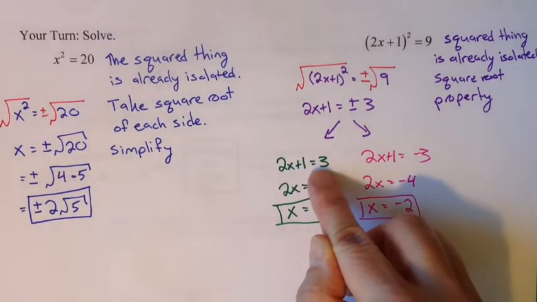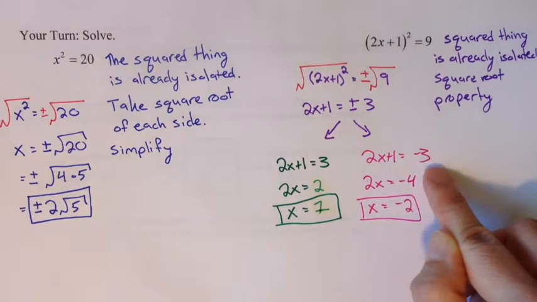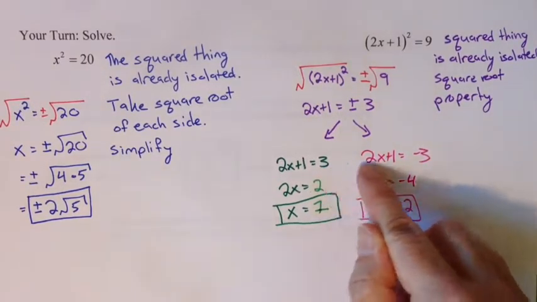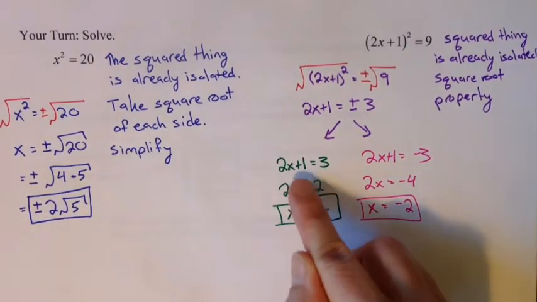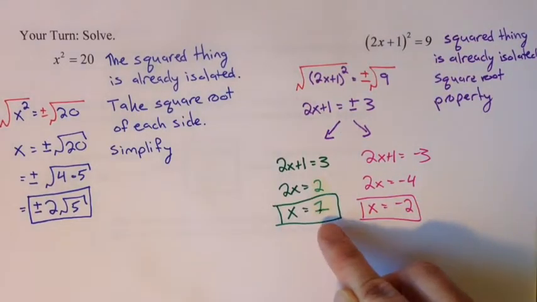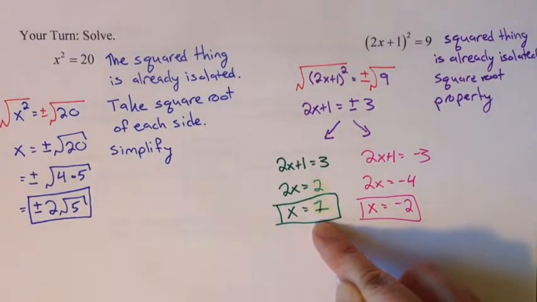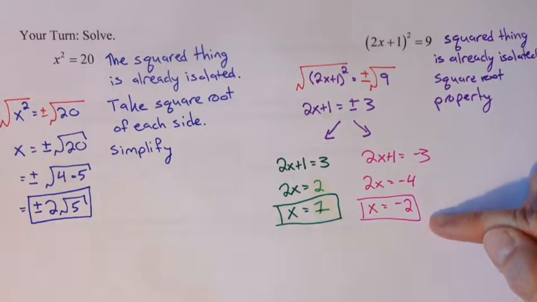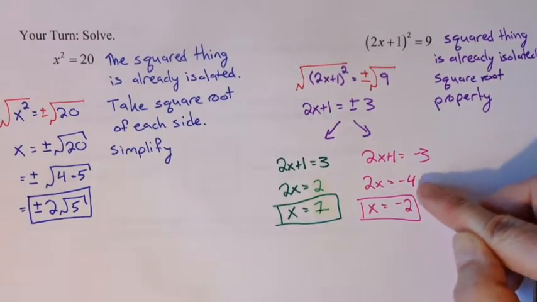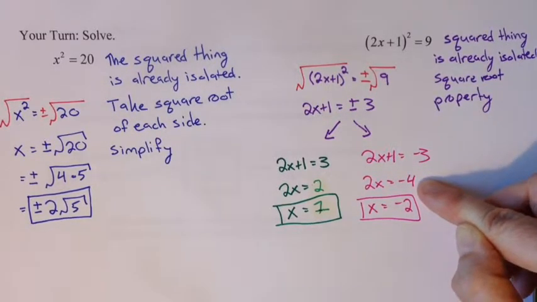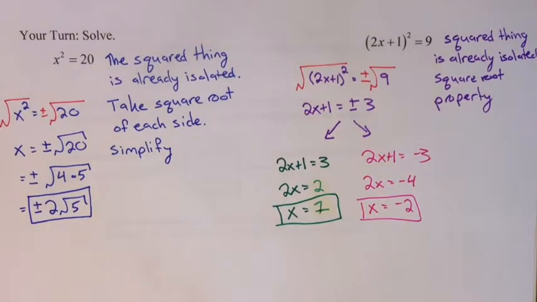I have 2x plus 1 equals 3, and 2x plus 1 equals negative 3. Each of these equations is pretty easy to solve by itself. I'll subtract 1 and then divide by 2 to get x equals 1. And the same process over here, but when I subtract 1, I get 2x equals negative 4, and when I divide by 2, I get x equals negative 2 as my second answer.